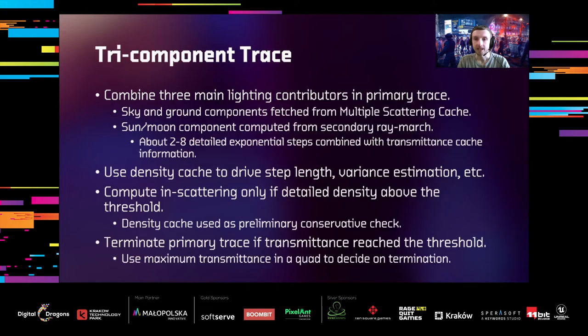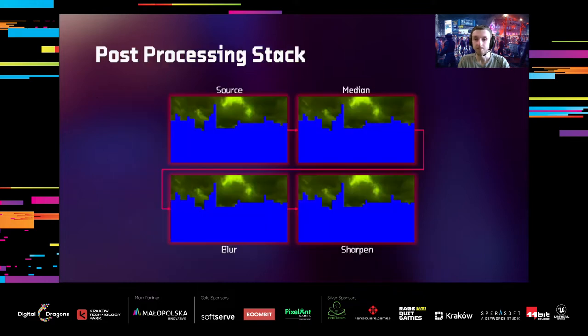The ray merge happens in the so-called three-component trace subpass. This pass combines three light contributors: sky and ground components, which are fetched from the multiple scattering cache, and the sun component, which is ray marched in place. The ray merge pass produces the raw output buffer.